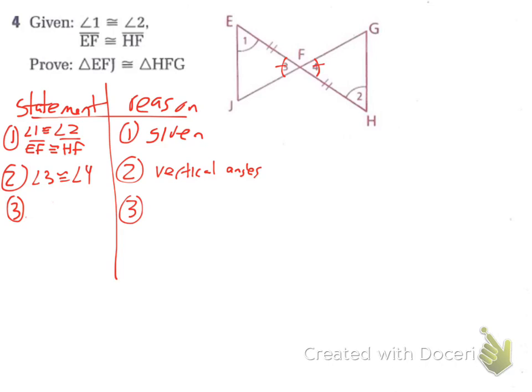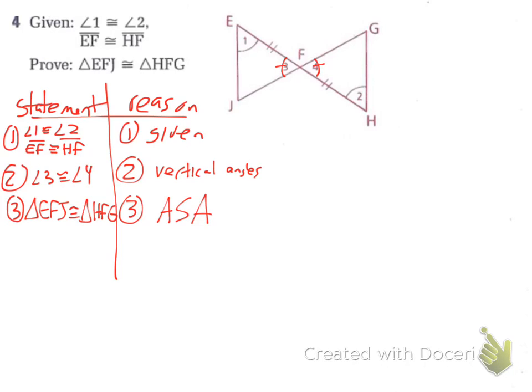Can we finish up the problem and say the 2 triangles are congruent now? Is there enough information now to say triangle EFJ is congruent to triangle HFG? Yes. And what's the reason? Angle, side, angle, guys. We have an angle, the included side, and another angle.